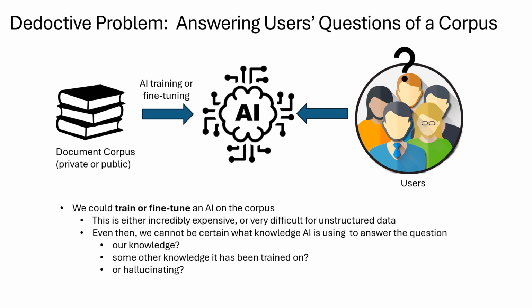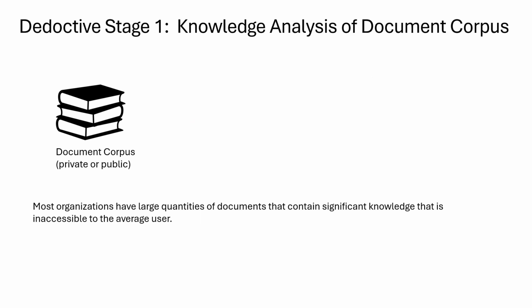We could train or fine-tune an AI on this corpus of knowledge. This is either incredibly expensive or very difficult when one's only got unstructured data. Even then, we cannot be certain what knowledge the AI system is going to use to answer the question: our knowledge that we've trained it on, some other knowledge that it has been trained on, or even hallucinating.